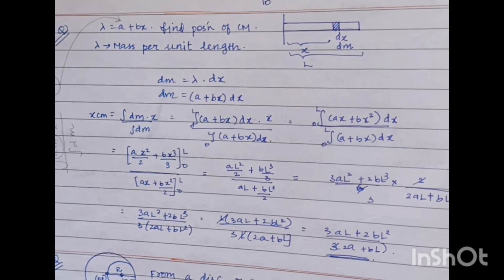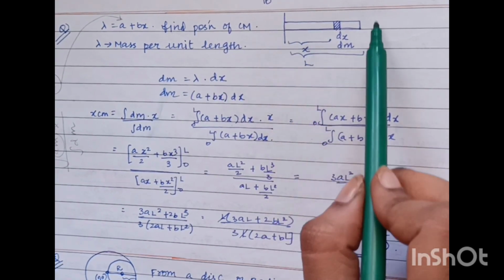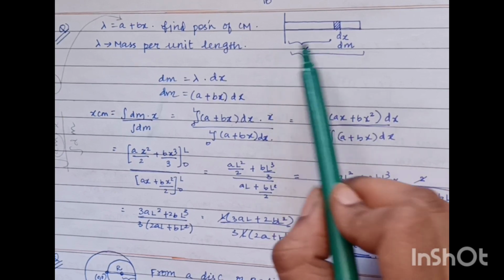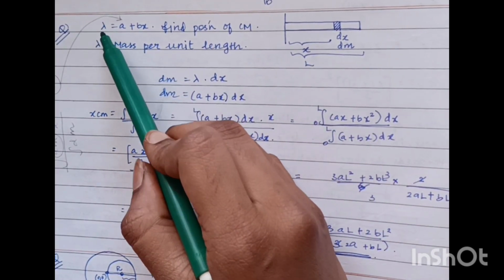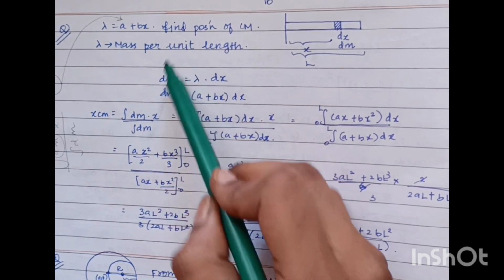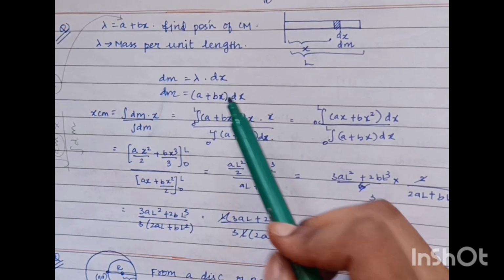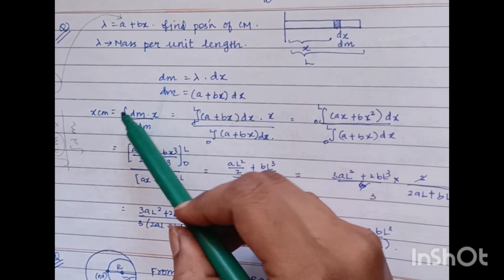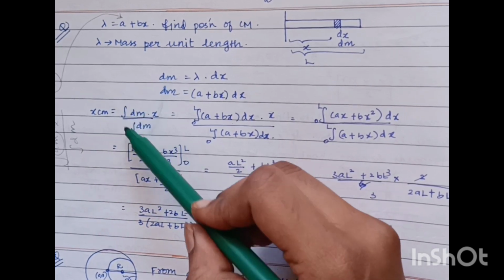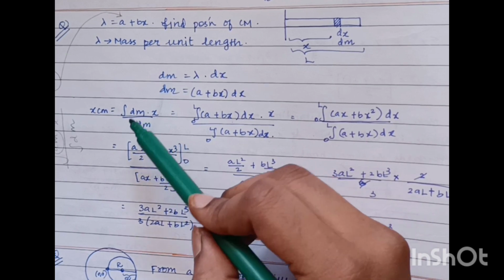Let us have a look at this question. There is a rod of length L and the given value lambda, that is mass per unit length, equals A plus Bx. Now we have to find the position of center of mass. The formula which we use is integral x dm divided by integral dm.